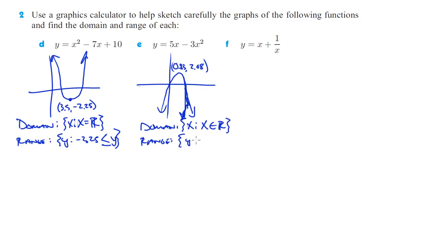we've got y such that, and then here's our maximum point here, right? So we've got 2.08, and y is getting smaller than that. So y is less than 2.08 or equal to, because it actually hits that point. Okay? So that's all there is for the 9B assignment.